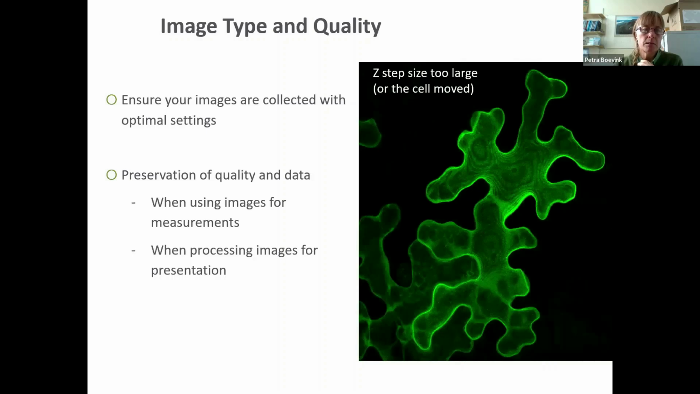So this is a plasma membrane localized protein. It should be smooth, and we're getting all of these topographical lines because the Z steps were too big, and therefore there are gaps in the information. What we also find, though, particularly when we mount samples in water, is that sometimes the cells can swell. So that's not to do with the setup, it's just to do with the cell behavior.